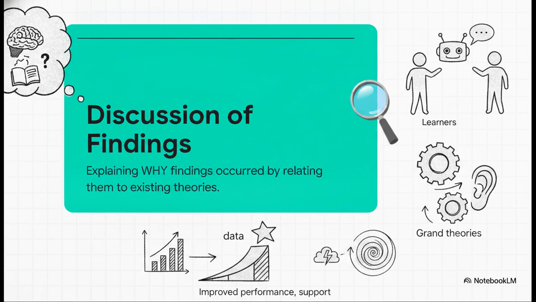So if speaking performance improved, you need to ask, does that support Krashen's input hypothesis because learners got comprehensible input through AI? Or does that increased interaction align more with Long's interaction hypothesis? You have to connect your specific granular data to the grand theories of your field.